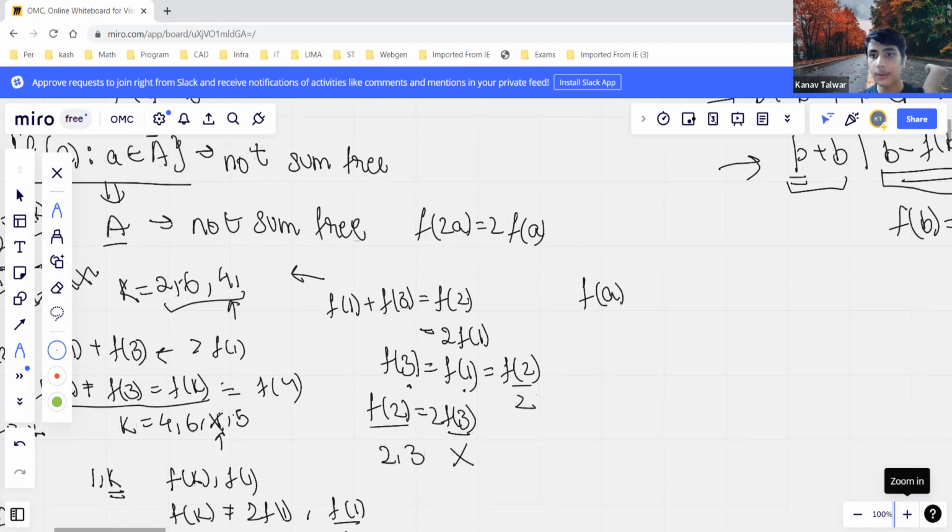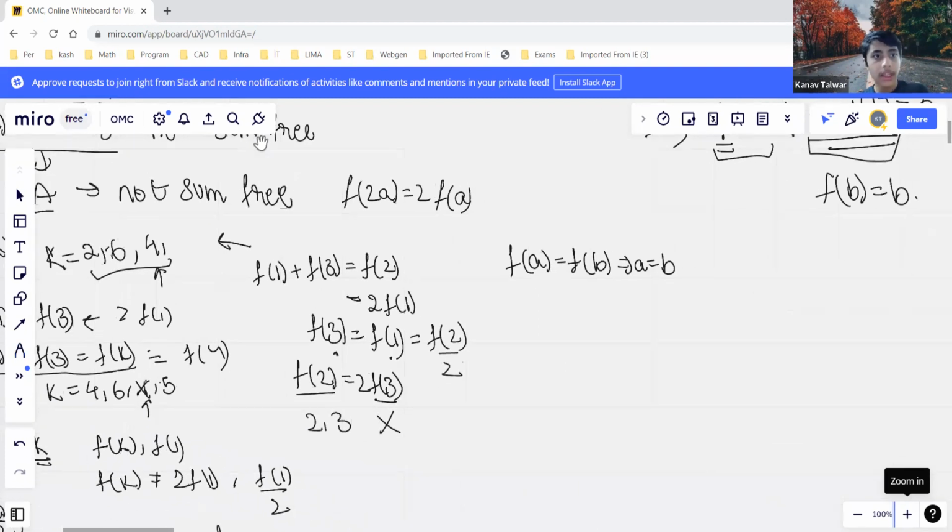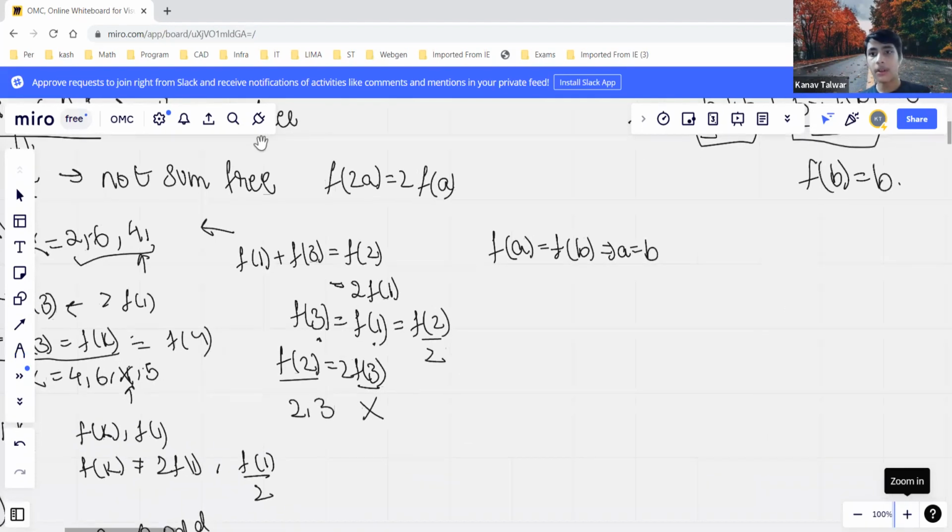Also, injectivity is just that if f of a is equal to f of b, then we must have a equal to b. So let's try to prove injectivity. So let's just mimic the proof that we just did. Can you repeat one more time? Which part? Just the last part about 1 and 3.